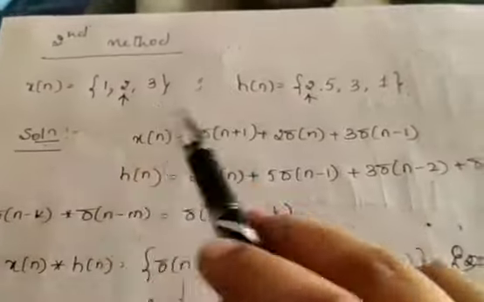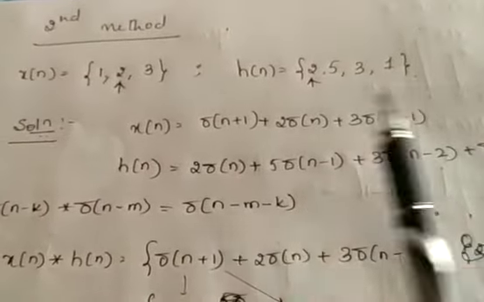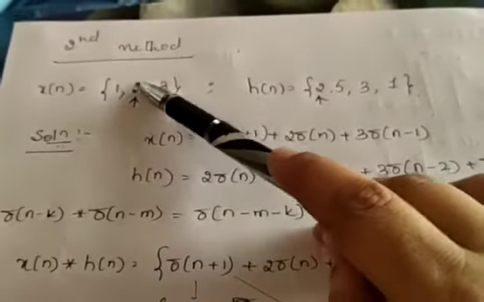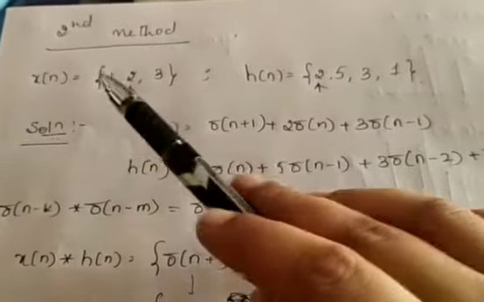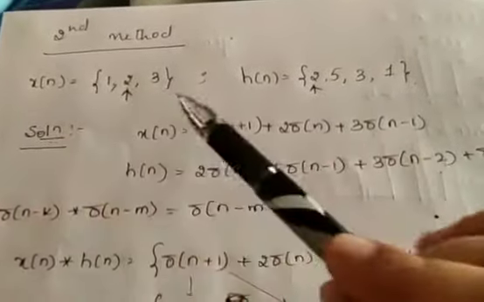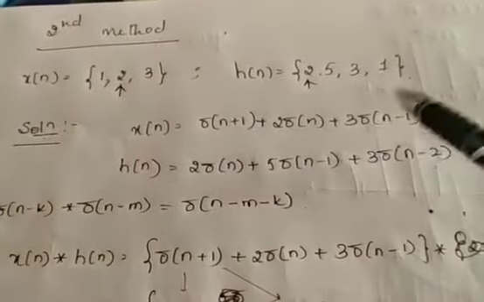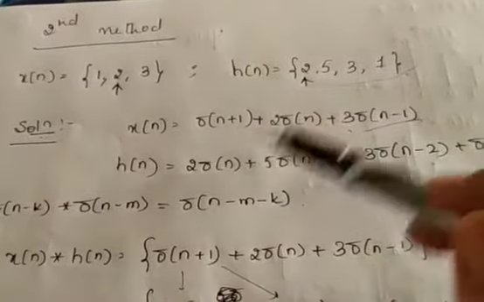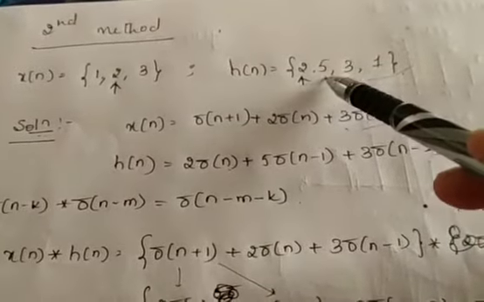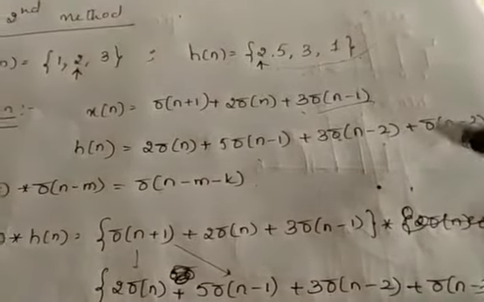That is 1, 2, 3, you can write it as delta n plus 1, 2 delta n, 3 delta n minus 1. Because the 2 is at n equal to 0, that means delta n, and its amplitude is 2. And this is at n equal to minus 1, which means delta n plus 1. This is n equal to 1, that is delta n minus 1, and its amplitude is 3. Similarly, you write h of n: 2 delta n, then at 1 it is delta n minus 1, at 2 it is delta n minus 2, at 3 it is delta n minus 3.